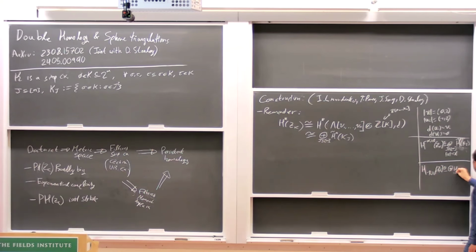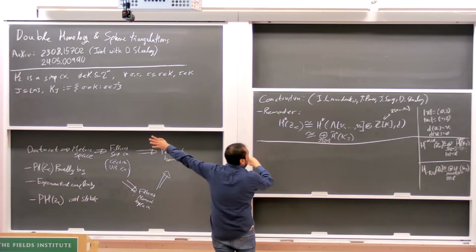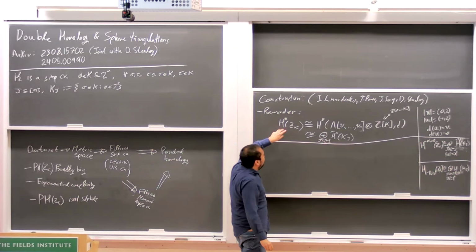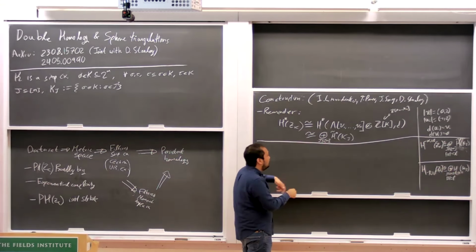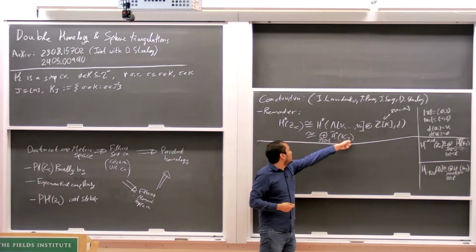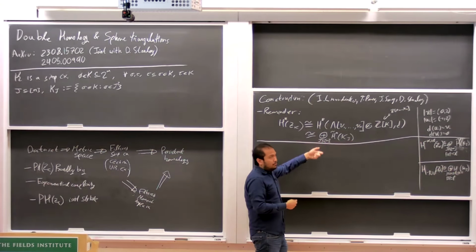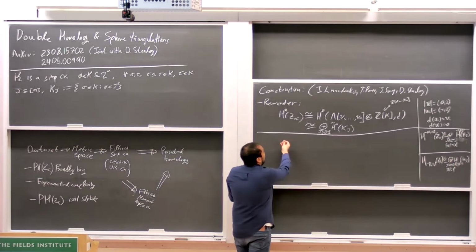L minus K minus 1, K sub J, where J is a subset of M, and the size of J is L. So then how do we define this double homology? The idea is that instead of looking at all of the homology of the subcomplexes, you look at how increasing or decreasing the size of this subset affects the whole thing.